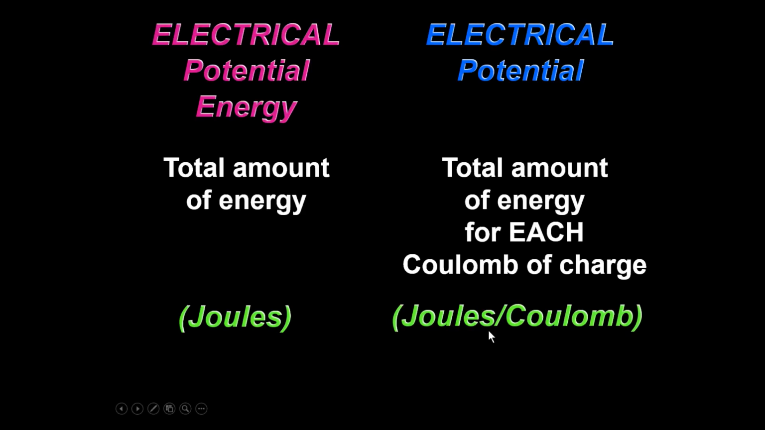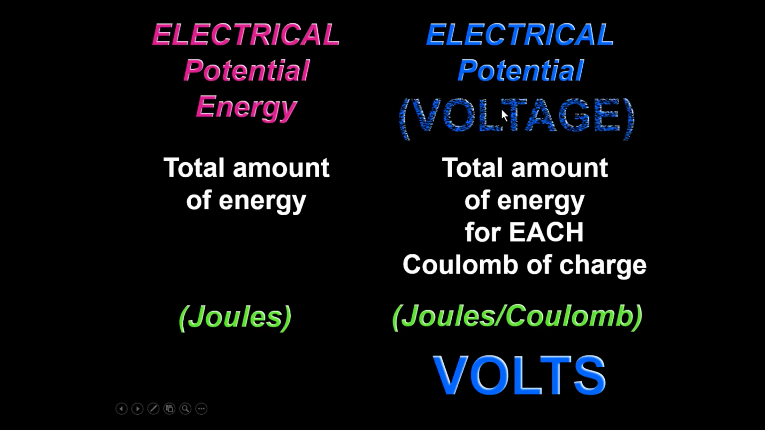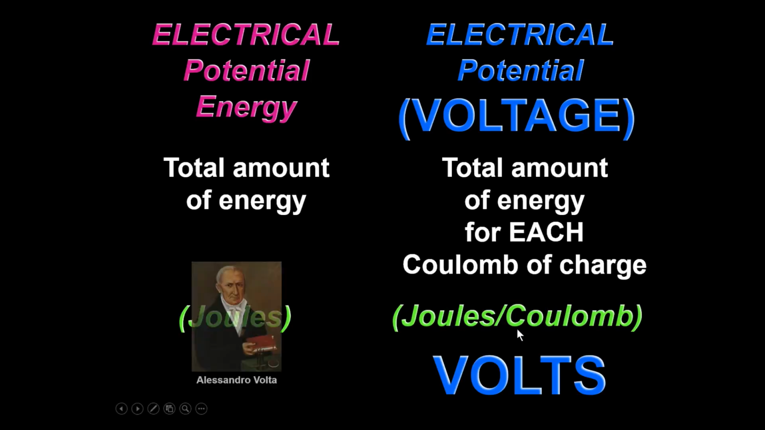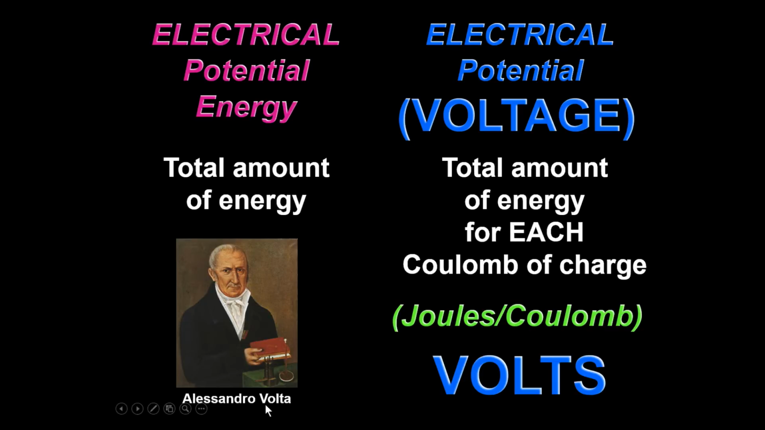And there is a common unit for these two units. Joules per coulomb is the same thing as volts. Okay, so volts. And there's another name for electrical potential. It's called voltage. So voltage is measured in volts. Another name for voltage is electrical potential, and volts is the same thing as how much energy there is per quantity of charge. It was named after Alessandro Volta.